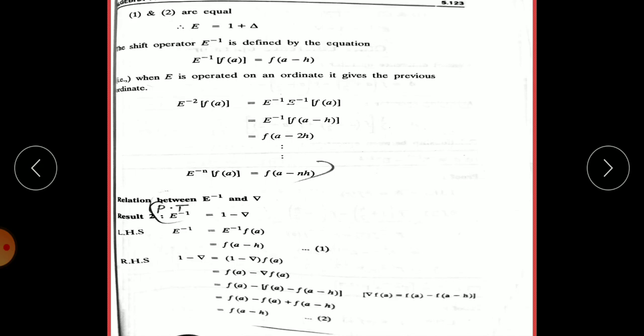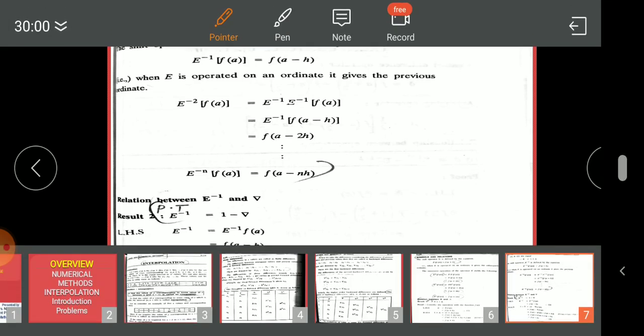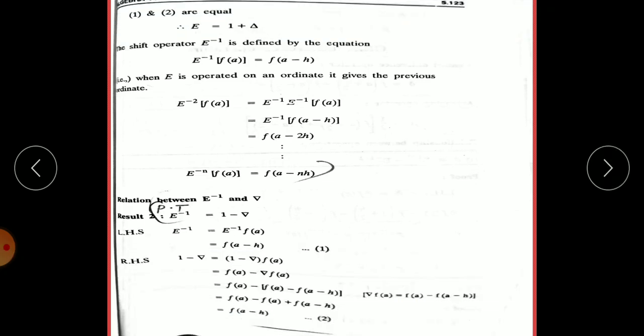So E power minus 1 equal to E power minus 1 into f of a. This can be written as f of a minus h as per this term. Then the RHS can be written as 1 minus delta into f of a. So f of a minus delta into f of a. So you can multiply and then you get the answer f of a minus h. So okay, we arrived at the left hand side and right hand side.